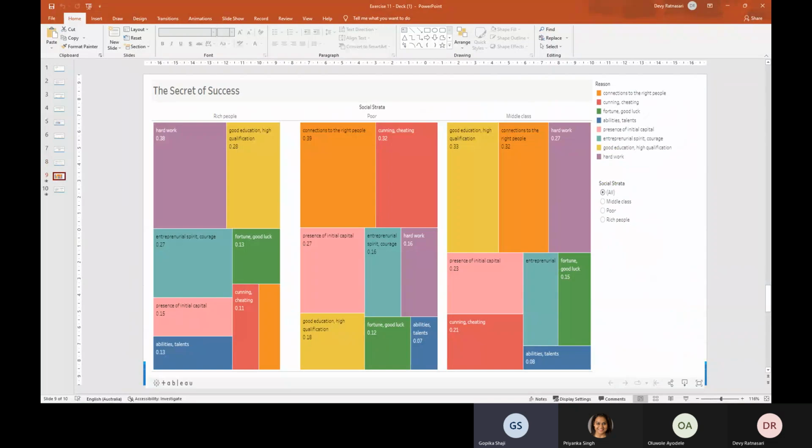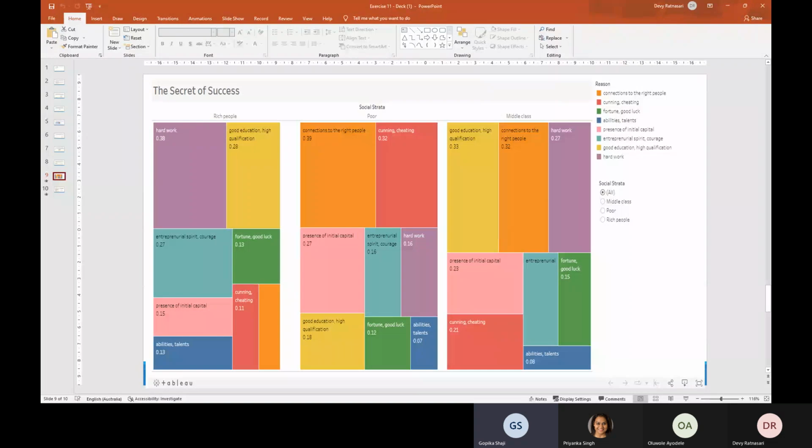So this is the tree map that we created for the dataset. Here we can see that around 38% of rich people rated hard work as the secret of success, and 28% rated good education and high qualification. Similarly, among middle class, a good percentage of people rated good education, high qualification, and hard work.